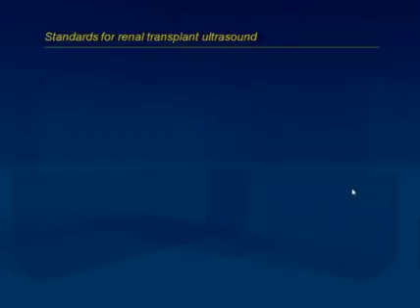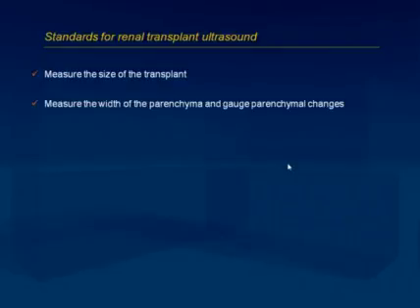Now, in the last slide, I would like to propose what a proper transplant renal ultrasound should comprise. As detailed in the first part of the talk, measure the size and the volume of the transplant, relate the volume of the transplant to the body weight of the recipient, and say whether the volume of the transplant is appropriate or not in relation to the body weight of the recipient. Measure the width of the parenchyma and comment on parenchymal changes. Exclude obstruction, have a look at the bladder.